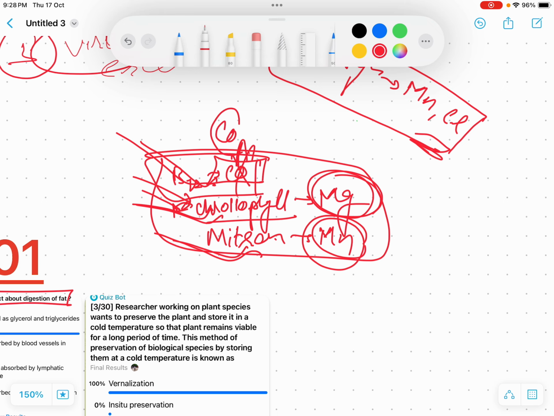Which is this? Not carbon monoxide. This is cobalt. This is not carbon monoxide. This is cobalt. One C is capital and one C is small. Cobalt. And which metal is present in chlorophyll? You have to say magnesium.